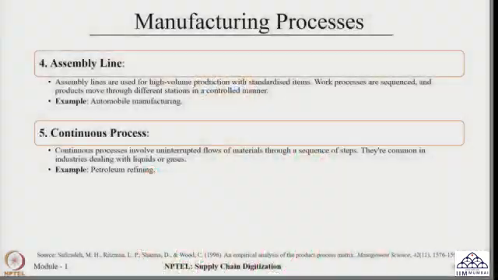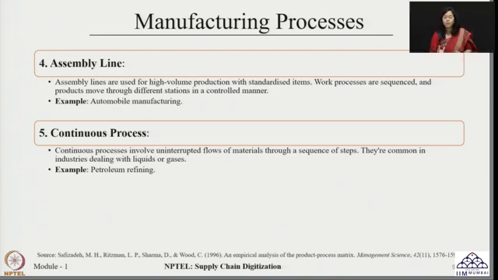The next process is the assembly line, which is mainly used for high volume production with standardized items. All the work processes follow a sequence in this particular process, and the products move through different stations but in a controlled manner. A simple example of it is your automobile manufacturing.